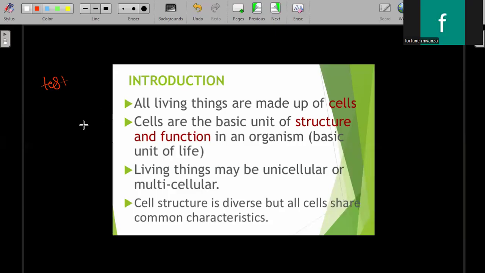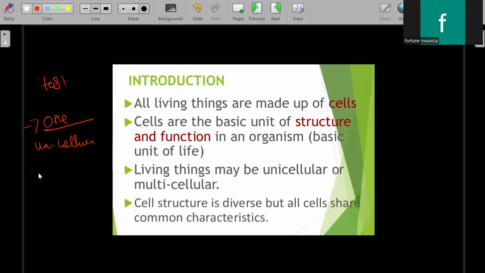So a cell is simply the basic functional unit of structure of an organism, isn't it? We have different types of cells, and we are going to talk about those. We have organisms which can have one cell. Organisms composed of one cell are going to be called unicellular.